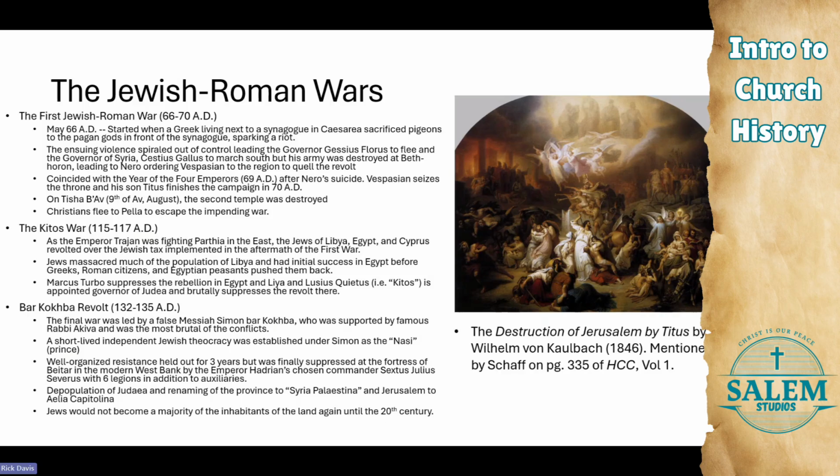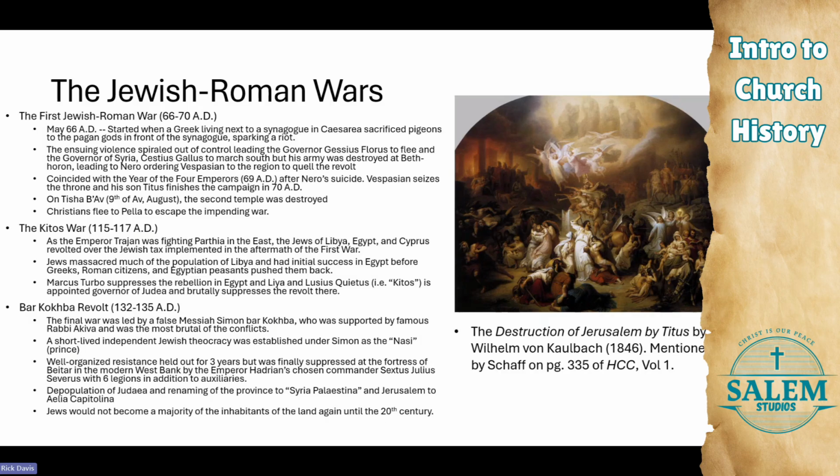prince. A well-organized resistance led by Simon Bar Kokhba held out for 3 years, but the Emperor Hadrian, who is the Emperor Trajan's younger cousin, finally suppressed the revolt at the fortress Beitar in the modern West Bank under his general Sextus Julius Severus. He sent 6 legions, which is about 36,000 men of regular Roman armies, in addition to tens of thousands of auxiliaries. And they absolutely devastated the local population. There was nearly a complete depopulation of Judea at that time.